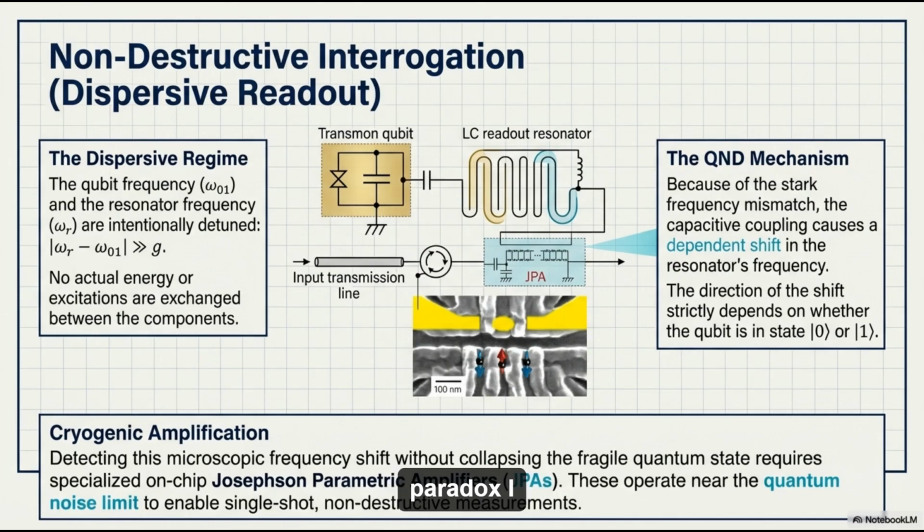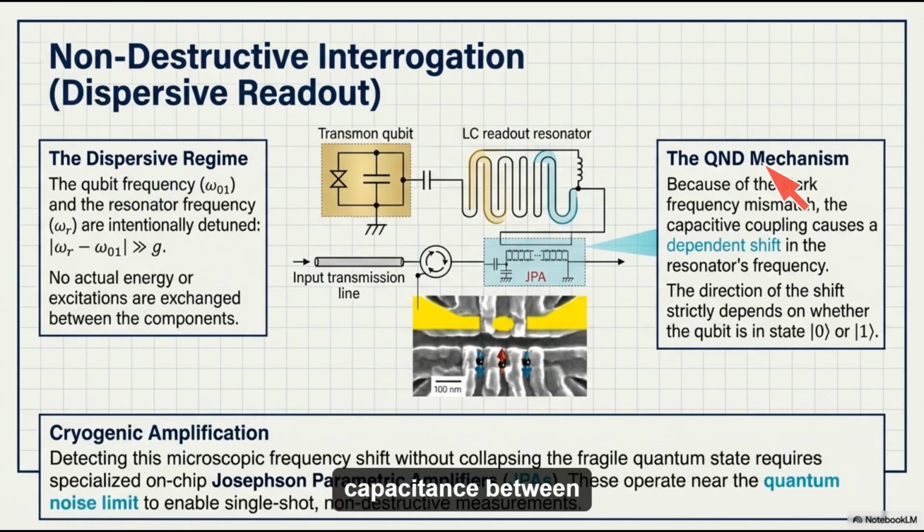Here's the paradox I always come back to. How do you measure a qubit without collapsing it? You measure it indirectly. That's dispersive readout. Indirectly how? You detune the qubit far from a nearby resonator. There's no real energy exchange between them. So they don't actually interact. Not in the energy sense.